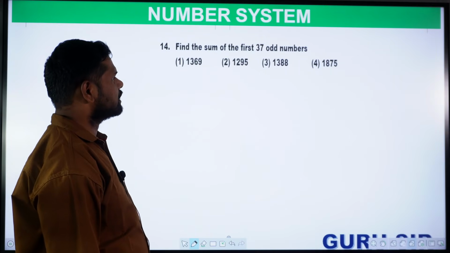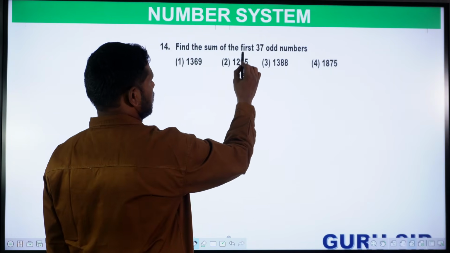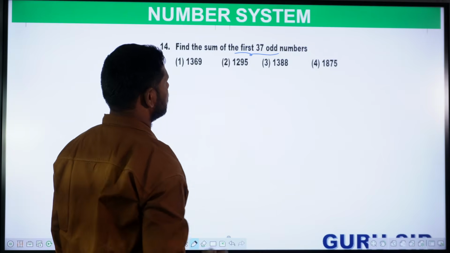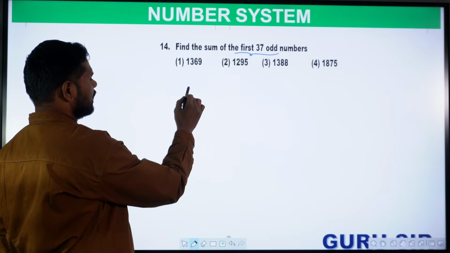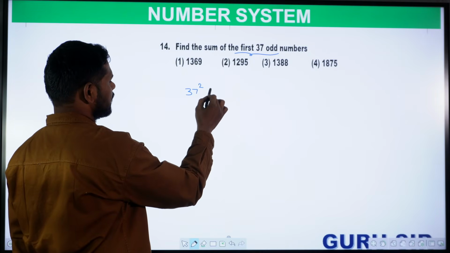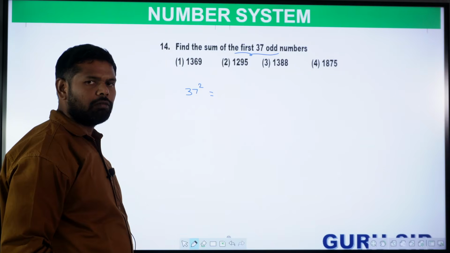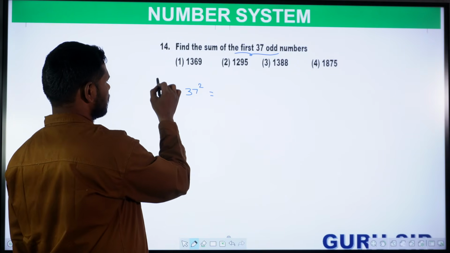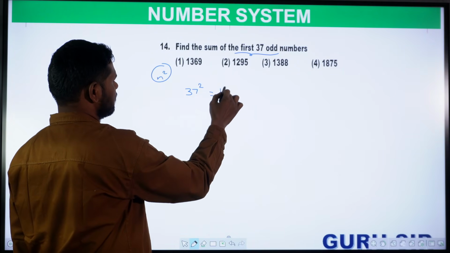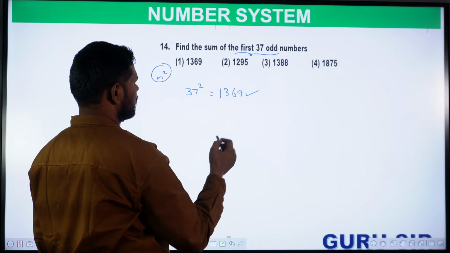Find the sum of the first 37 odd numbers. First 37 odd numbers means n odd numbers are there. What is the sum? It is n square. You know the formula: 37 square is 1369. That is the answer.